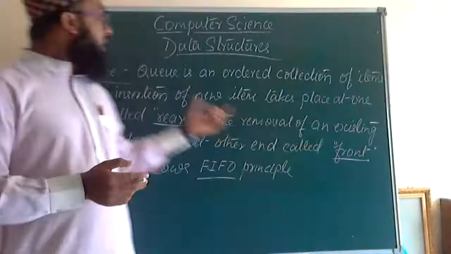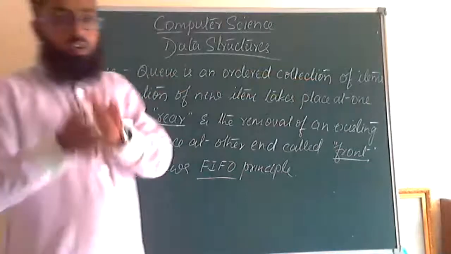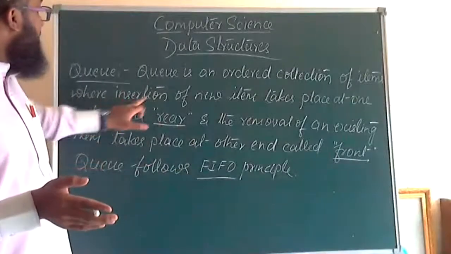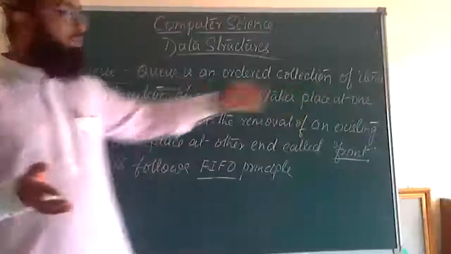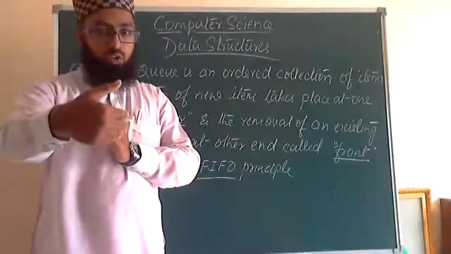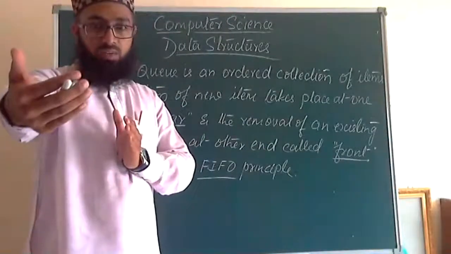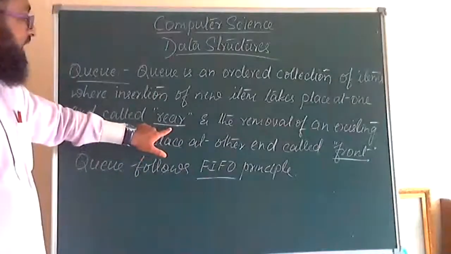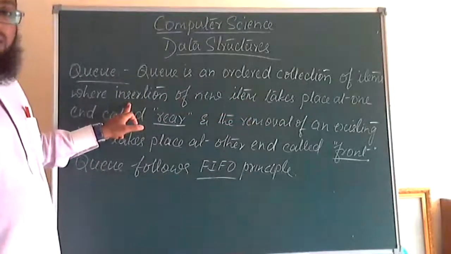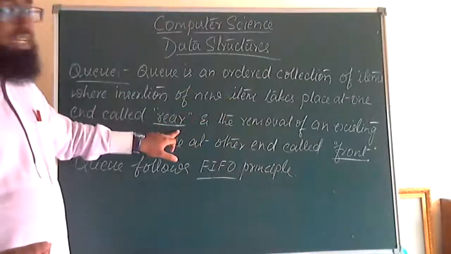Here, the same example: an ordered collection of items. Think of an ordered collection of second PUC students, where insertion of a new item takes place at one end called rear. If your friends come later and join your line, they join at the back of your line. That end is called the rear end. Insertion of a new item means your friends who come later and join your line.